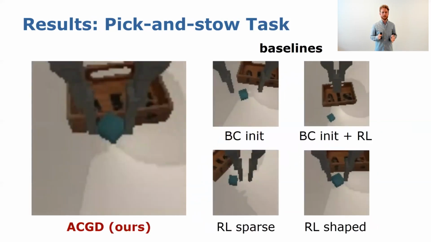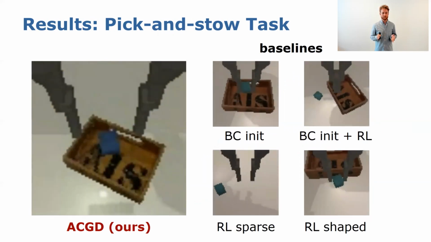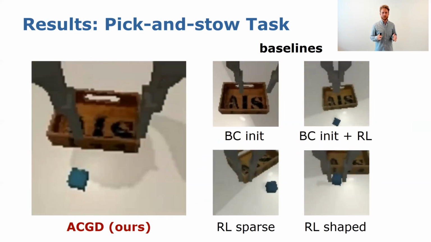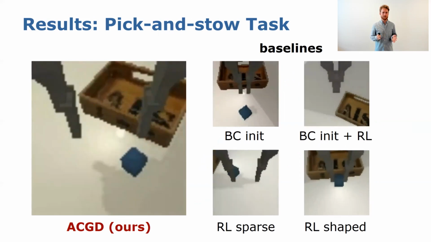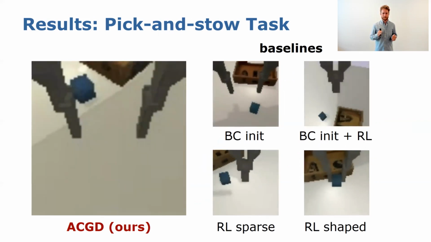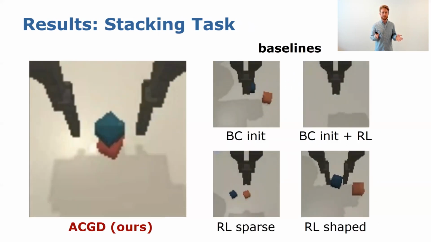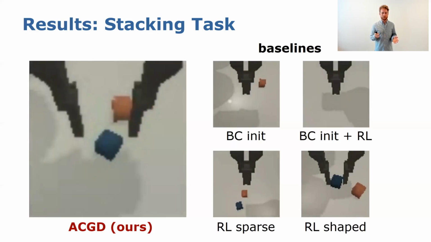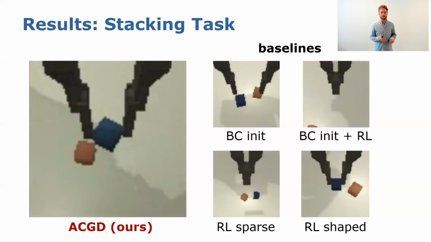Here we see the results of the pick-and-stow task trained in simulation. Whereas our method reliably solves the task, the behavior cloning and PURL baselines were not able to achieve a stable performance. These are the results of the block stacking task in simulation. As we can see, our method successfully learned to stack the blocks. The behavior cloning and RL baselines, on the other hand, were unable to learn the task.